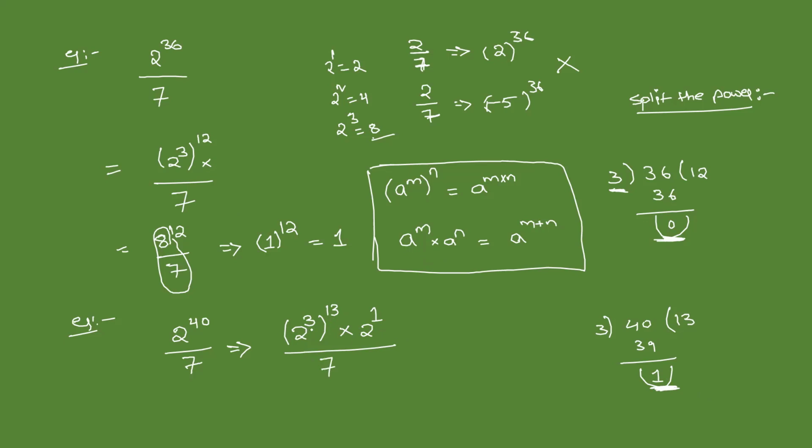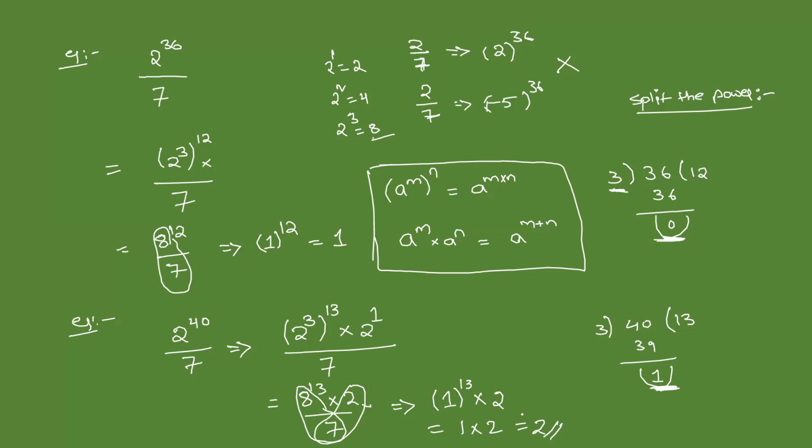By 7. So now what happens to this? 8 power 13 into 2 by 7. Find their individual remainders: 8 by 7 and 2 by 7. 8 by 7 gives remainder 1, so 1 to the power of 13. And 2 by 7, take the positive one only. If you want, you can take minus 5 also, but it is a waste of time. I will take directly 2. The remainder for 2 by 7 is 2. So 1 to the power of 13 is 1, into 2, which is 2.